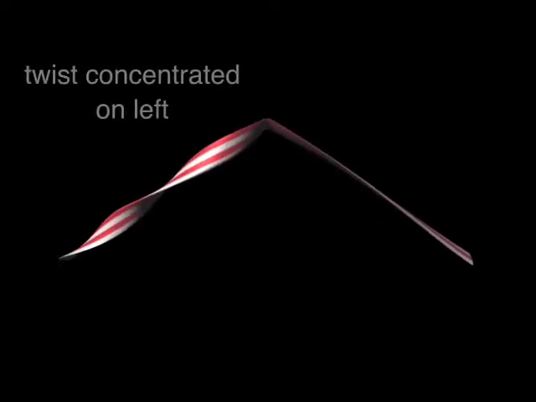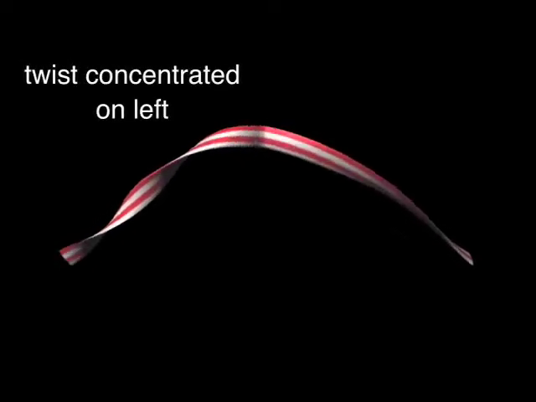When the cross-section of a rod is anisotropic, we observe a non-uniform distribution of twist over its length. This phenomenon is even more pronounced when the rod has a non-flat rest shape.